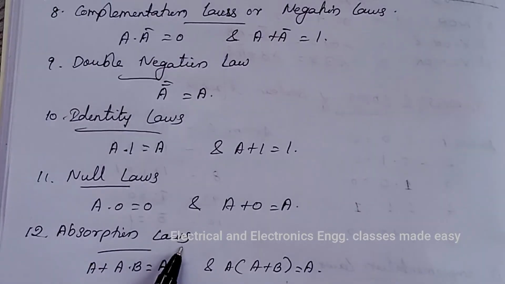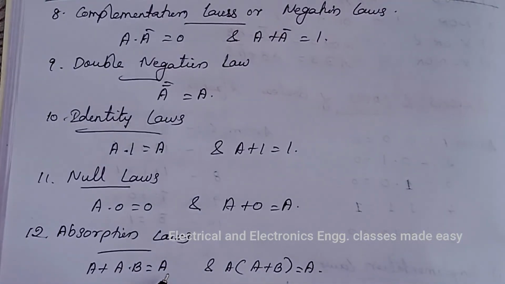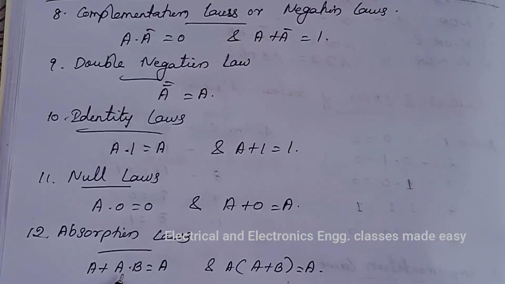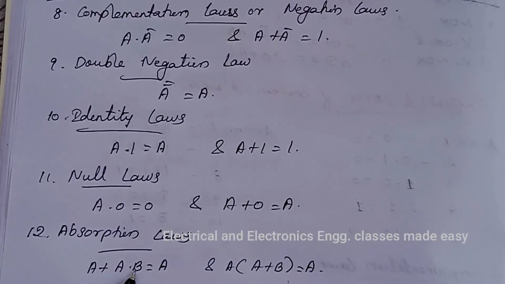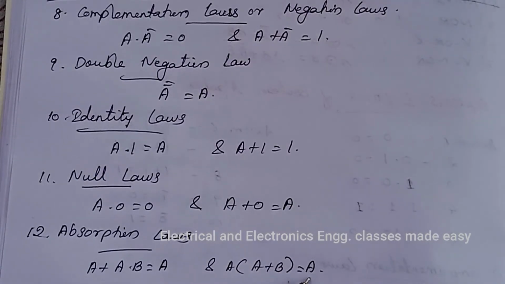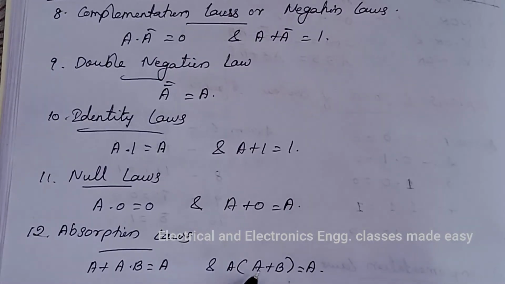Next is absorption laws. That is A plus A dot B equal to A. That is ORing of a variable with the AND of that variable and another variable is equal to that variable itself. And also A into (A plus B) equal to A. That is ANDing of a variable with the OR of that variable and another variable is equal to that variable itself.